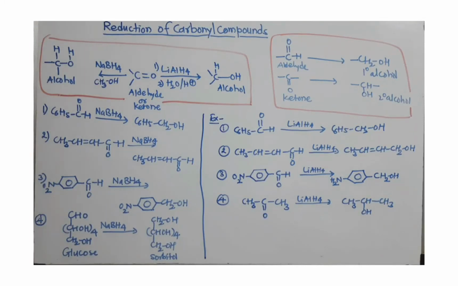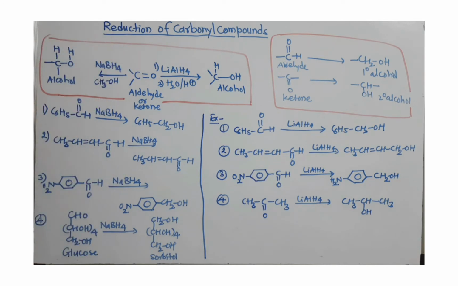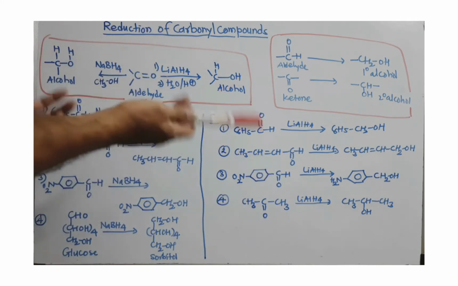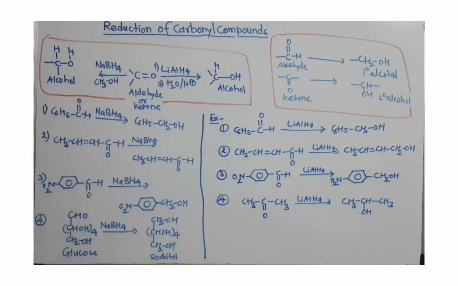Now, reduction of carbonyl compounds, that means reduction of aldehyde and ketone. Here I am taking two reducing reagents. One is lithium aluminium hydride and another is sodium borohydride. Both are doing the same thing. You will come to know after discussion why I am using two different reagents for the same reaction. What is the difference between these two reagents?